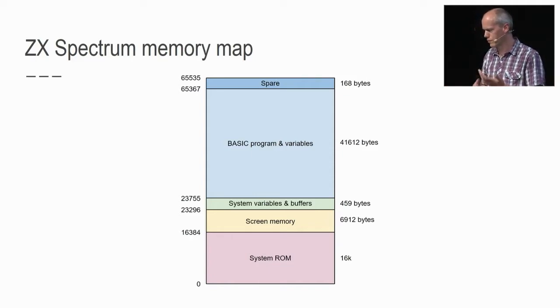Then you've got system variables and buffers. Then you've got about 41K for the basic program and variables. And then you've got a little bit spare at the top, 168 bytes.